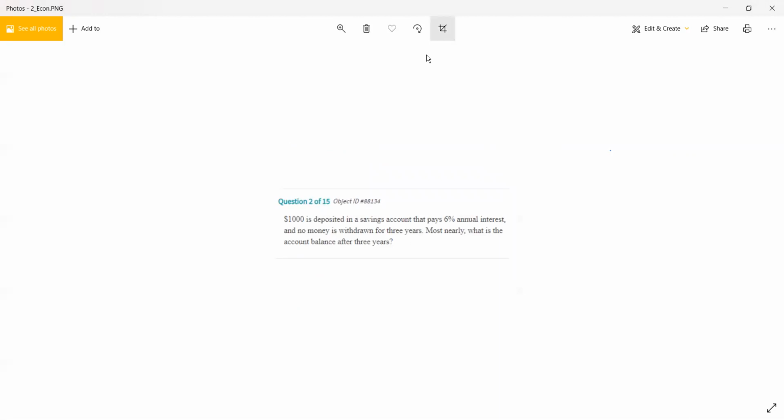All right, annotate back. Let's use this color. So we have $1,000 deposited into a savings account, which pays about 6% annual interest, and there is no money withdrawn for 3 years. We want to know the account balance after 3 years. All right, so this is one where we can exhibit 2 different methods to solve. So we're going to define all our variables first. We have $1,000 as our initial deposit. And it's going to pay 6%. It's going to be I. And N is going to be 3 years.